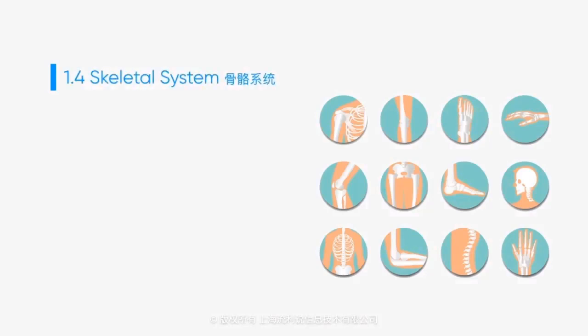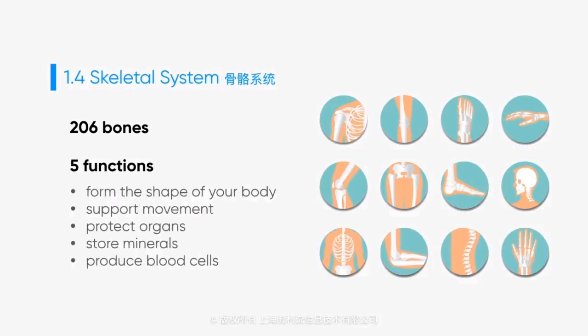Another system that helps us move is the skeletal system. The human skeleton is a collection of 206 bones which have 5 functions. They form the shape of your body, support movement, protect organs, store minerals, and produce blood cells.